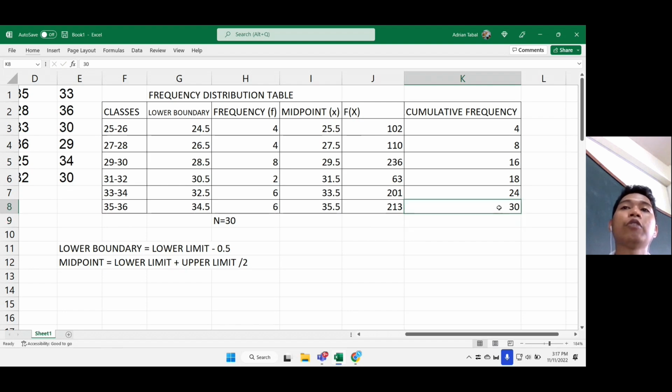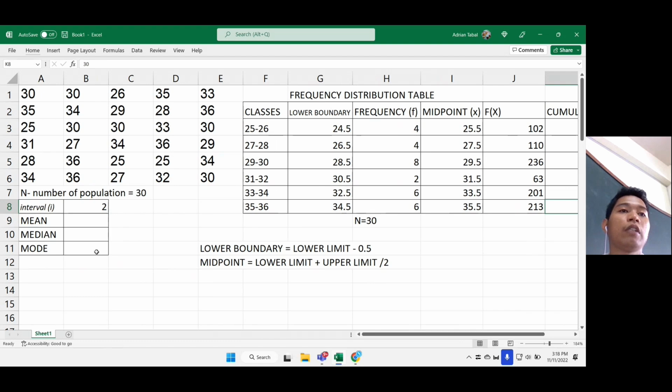So the topmost value of your cumulative frequency should be equal to the number of population or the number of data that you have. So again, this is how we get the cumulative frequency. First, we copy the first one, that is 4. We add the second frequency, so 8. We add the third frequency, that is 16. 8 plus 8, 16. 16 plus 2, 18. 18 plus 6, 24. 24 plus 6, 30. So that is how we fill in our frequency distribution table.